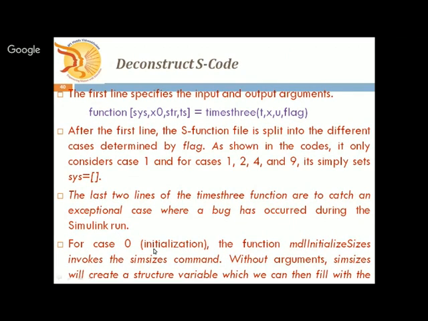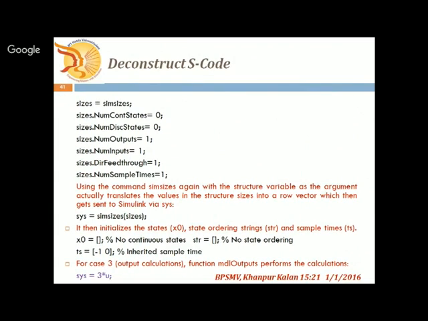For case 0, initialization, the function mdlInitializeSizes invokes the simsizes command. Firstly, the simsizes command is used without argument, and it creates a structure variable. Then we specify the parameters. Then again using the command simsizes, with the structure variable as the argument, which translates the values in the structure sizes into a row vector. It then initializes the state ordering string and sample time. Then for case 3, you can take 3 here.